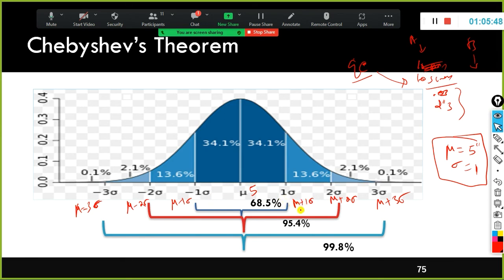So here it is 5 plus 1 into 1 is 6. 5 plus 2 into 1 is 7. What is 1? 1 is sigma. And here 5 plus 3 into 1 is 8. Right, 8. This is 7 and 6. And what is mu minus 1 sigma? 5 minus 1 is 4. And 5 minus 2 is 3, 2. So I plugged in all the values here.